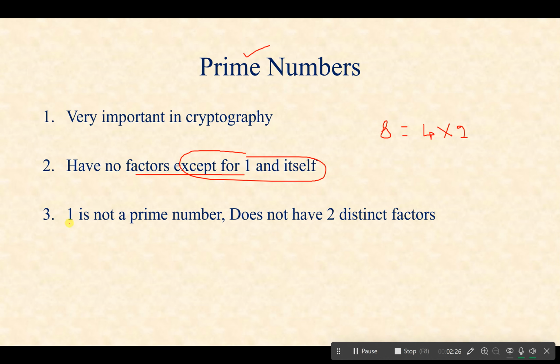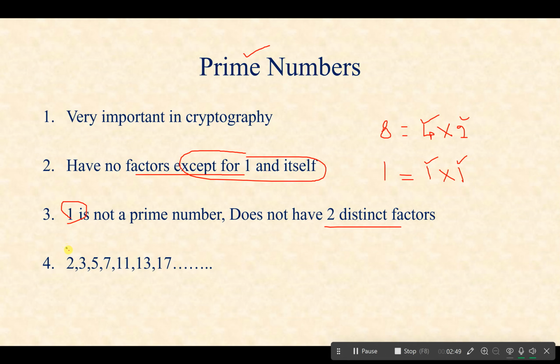See, 1 is not a prime. So can you tell me why 1 is not a prime? Because it does not have two distinct factors. Two different factors should be there. If you want to get 1, you need to multiply 1 and 1. So here also we have the same factor, here also you have the same. So the factors should be different, like 4 and 2 or something like that.